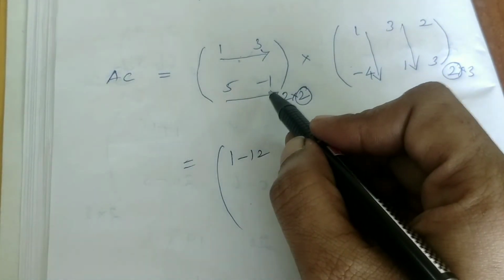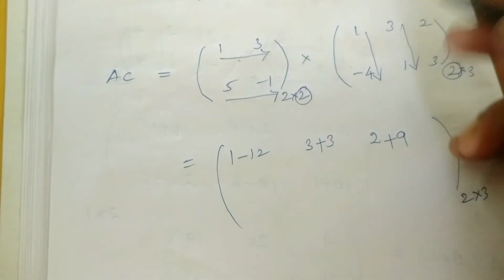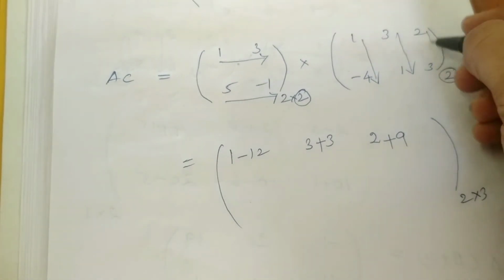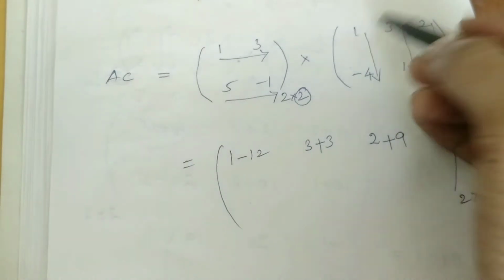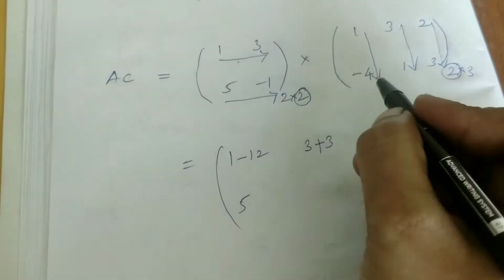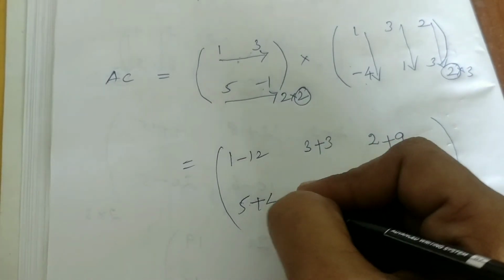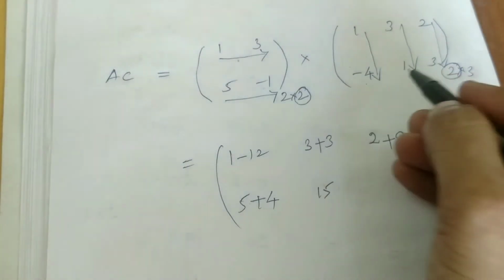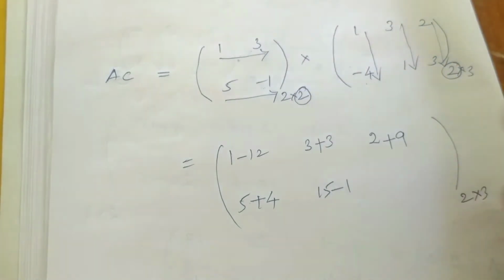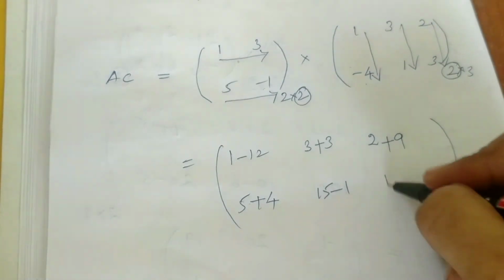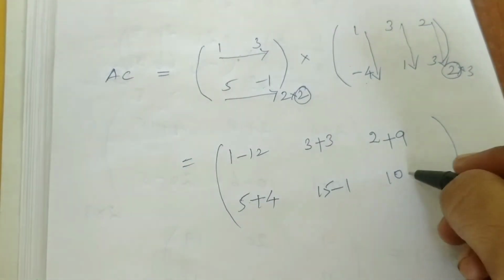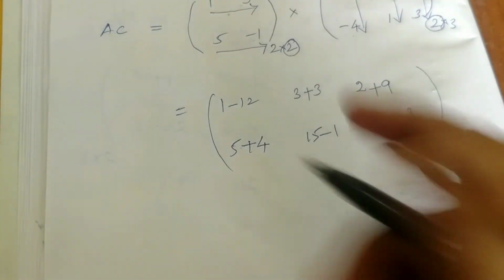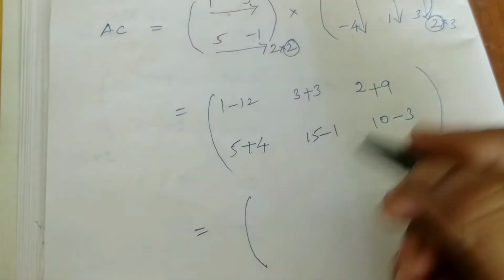And then take second row. Multiply the second row by each and every column of the second matrix. So 5 into 1, 5. Minus 1 into minus 4 plus 4. And then 5 into 3, 15. Minus 1 into plus 1, minus 1. And then 5 2s are 10. Minus 1 into 3, minus 3. That's all. Now we are going to simplify this matrix.